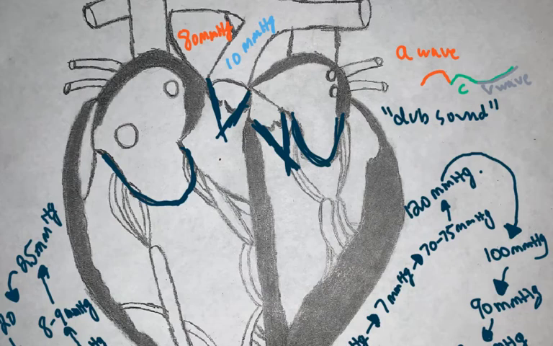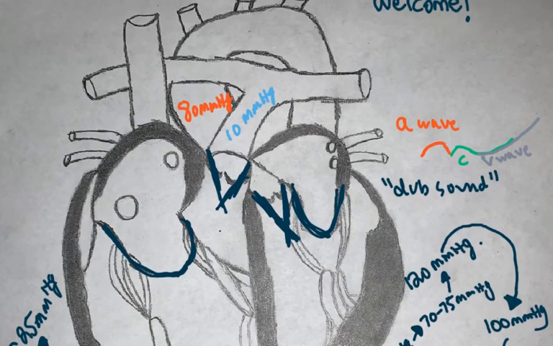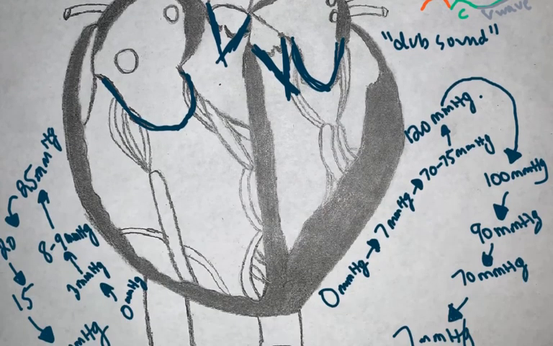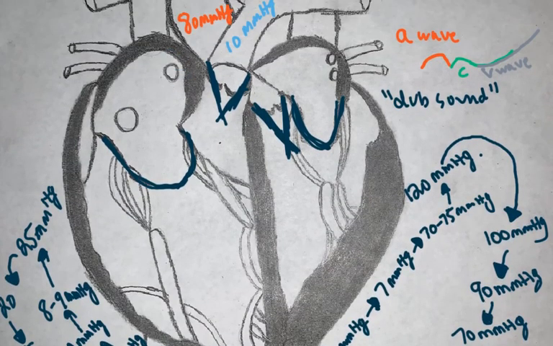Okay, and this is where we hear the dub sound, because this is where the pulmonic and aortic valves, also known as semilunar valves, snap shut. And remember the V wave is still increasing because blood is still getting dumped into our left atrium. And blood is also still getting dumped into the right atrium, because of the superior vena cava, the inferior vena cava, and the coronary sinus.